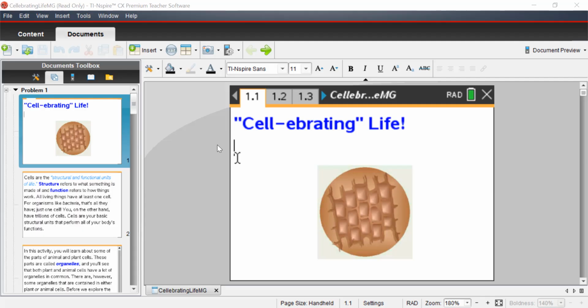Okay, so I have the file Cell-ebrating Life opened up in the TI-Nspire CX Premium software. Again, you can also use this on a TI-Nspire CX or CX2 graphing calculator. This activity is going to guide us through tours of both the animal and the plant cell. We're going to look at models of both types of cells, and those are included in this lesson in an interactive way, which is nice. And then we're going to look at several cellular organelles and the function of those organelles.